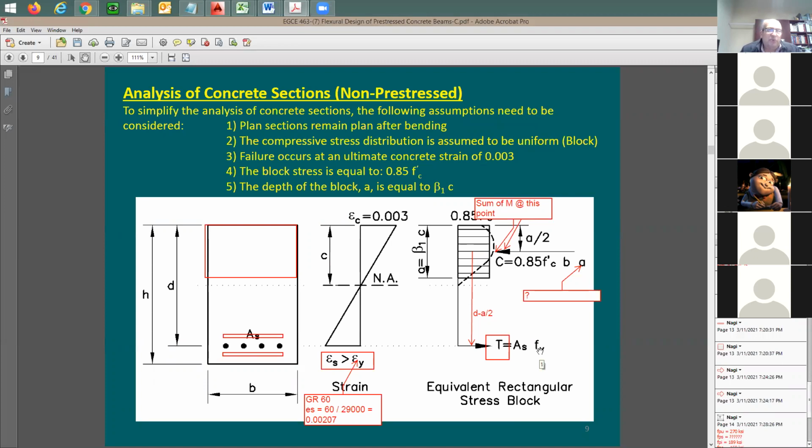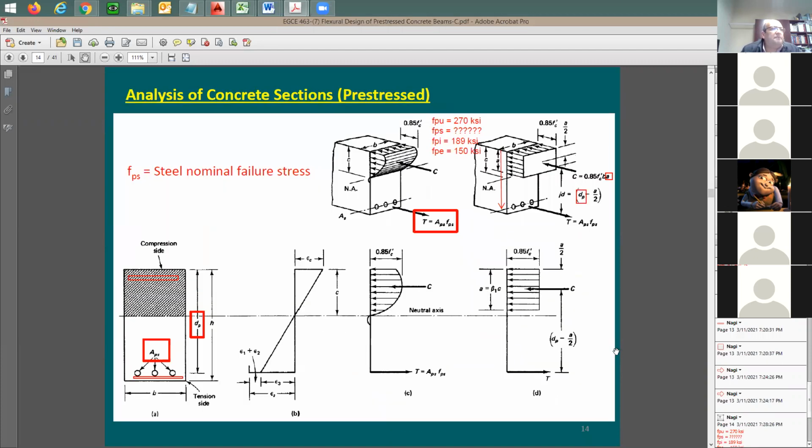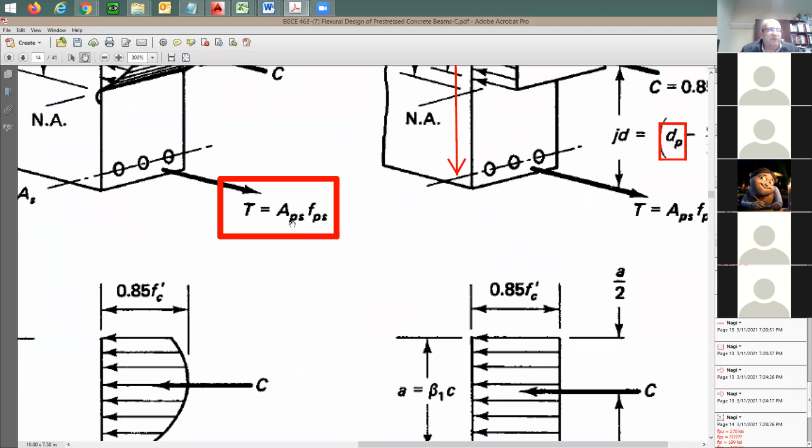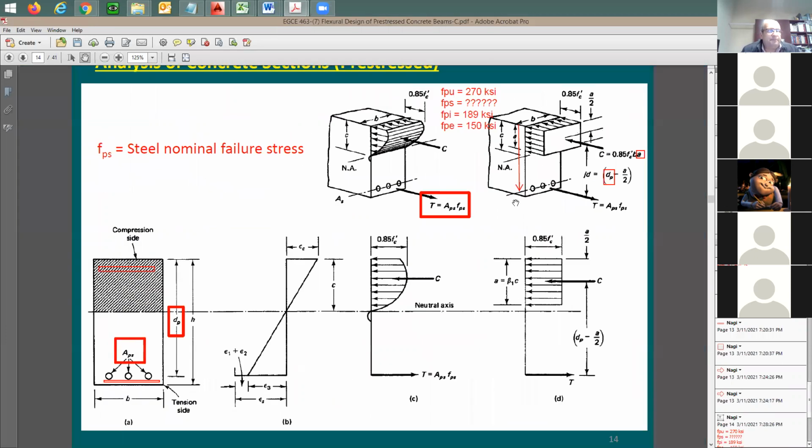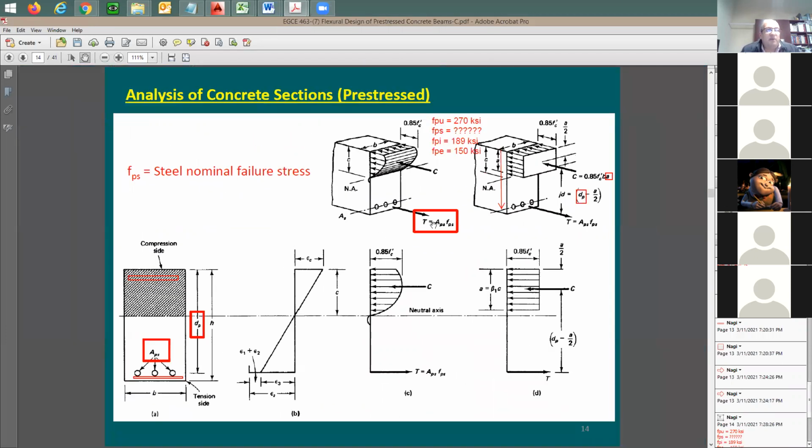So very similar to what we are doing in conventional concrete, I need to come up with a similar value to this. So instead of AS, I'm going to have APS, and instead of FY, it's going to be FPS or FSP. Sometimes called PS, sometimes SP. So very similar to what you have in conventional concrete, we have APS and FPS. But when it comes to discussion of FPS, we need to discuss it. We're going to be talking about this value. Where do you bring it from?